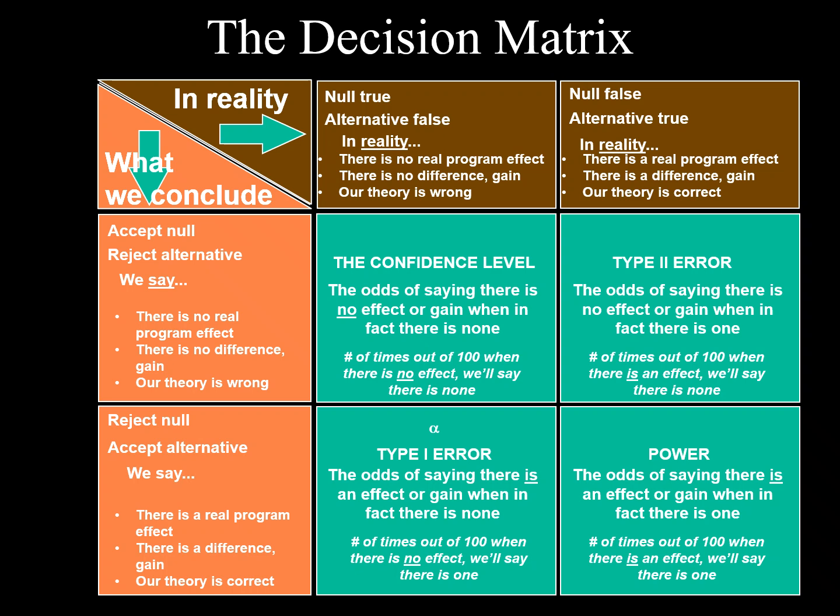And one of the ways we increase power is whether it's a non-directional, two-tailed test, or a directional, one-tailed test. We're more likely to find an effect. In other words, we have more power if it actually is true when we get in this box. So our goal is to be either in the confidence or power box, and what we're worried about is being in one of the error boxes.